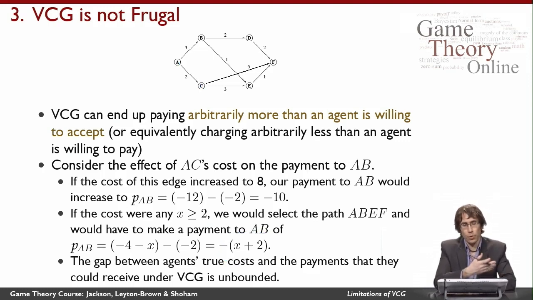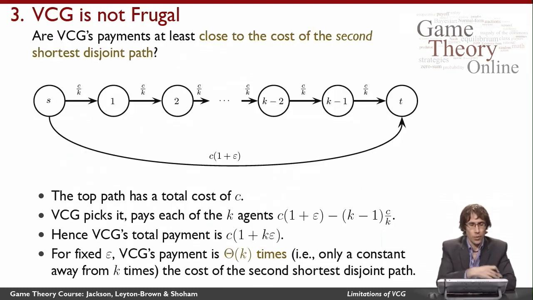Now, we might think that we're just comparing to the wrong thing. We might think that we really can't do anything about the fact that VCG is not going to be able to charge people based on their own values, but we might hope that VCG's payments are close to the cost of the second shortest disjoint path. And it turns out that that's not even true. So here's a different, a little bit more complicated graph that will illustrate that point.